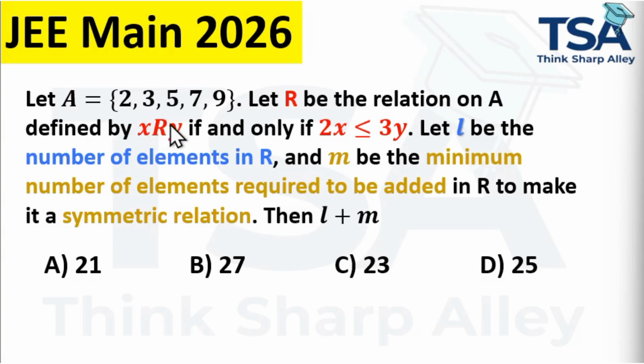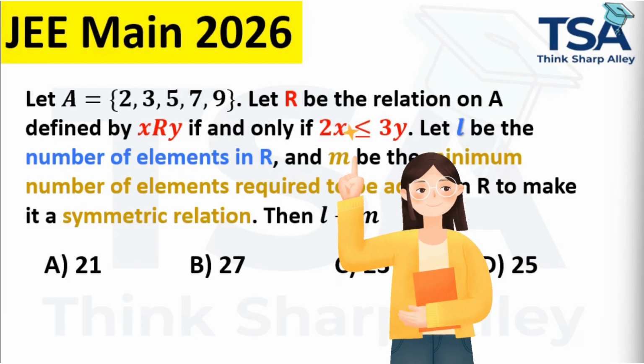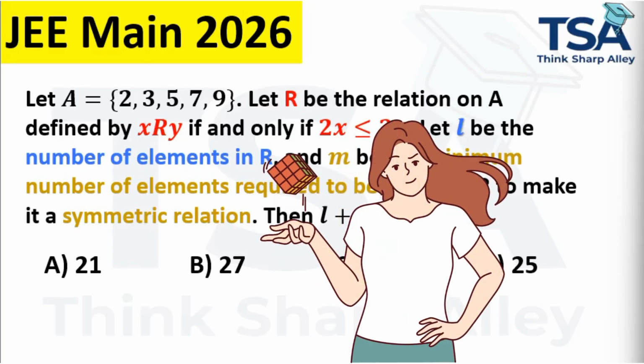Let A be this set and R a relation on A defined by xRy if and only if 2x is less than or equal to 3y. Let L be the number of elements in R and M be the minimum number of elements required to be added in R to make it a symmetric relation. Then we need to find the value of L plus M. Let's think sharp and ensure your logic is bulletproof.